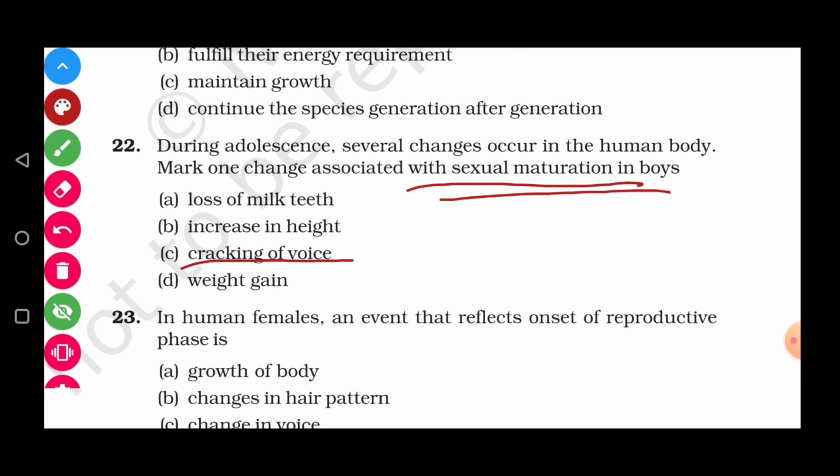ये जो ऑप्शन है ये ही बॉय से रिलेटेड है. बाकी ऑप्शन जो हैं वो ऐसे कोई पर्टिकुलर ऑप्शंस नहीं है. Loss of milk teeth is not related with the adolescence. Increase in height is also not related. It can be also seen in the case of girls also. And weight gain is also not a specific character of adolescence. So the correct answer is cracking of voice.